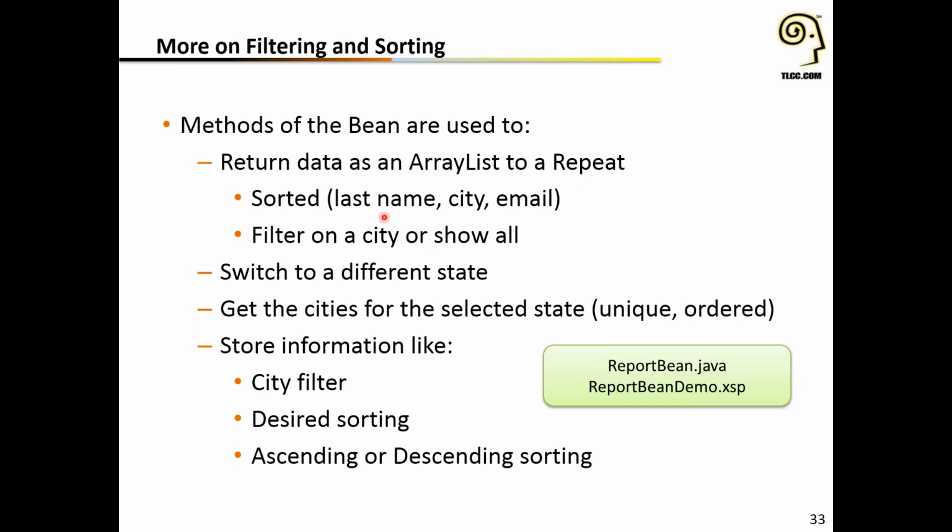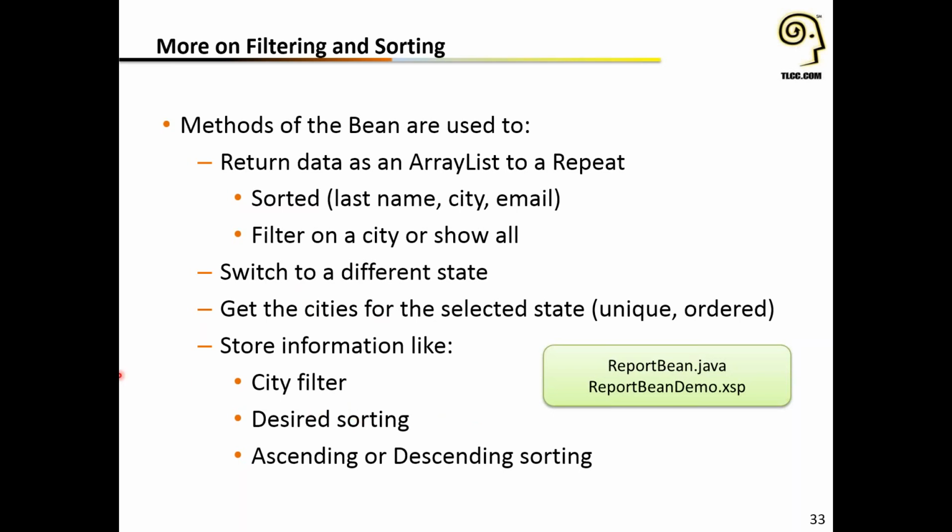If they decide to sort it, it will return an array list that's already sorted by last name, city. I don't think I actually sorted by email. Not sure why I had that there. I think I was sorting by last name and city. Oh, maybe I did do email. Okay. And then when the user switches to a different state, we're just going to reload all the people from that state into the customer's hash map.